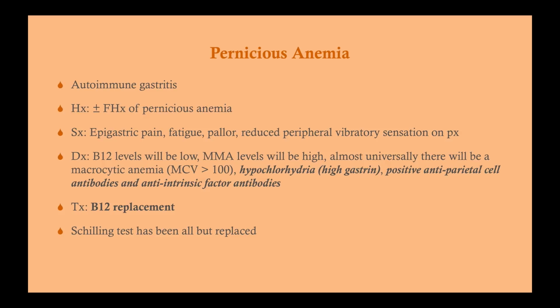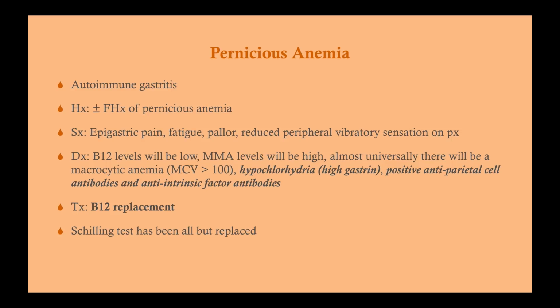Pernicious anemia is similar, but is different in cause. So pernicious anemia is an autoimmune gastritis, and it attacks the cells that are responsible for helping you absorb B12. So in effect, you get a B12 deficiency, but the cause here is not just regular old B12 deficiency that you're not getting enough in your diet. The cause here is that you're having an autoimmune attack against your stomach. Your stomach is not making intrinsic factor, and now you're not absorbing B12.